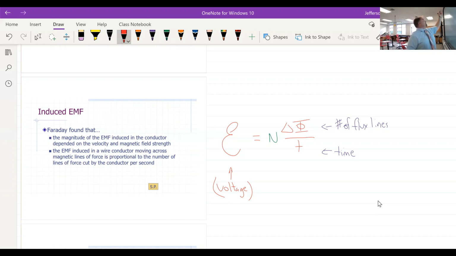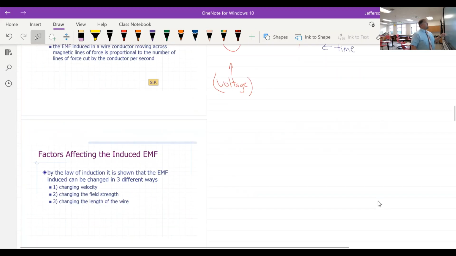Now, there is a negative out in front. And I'm going to put a little black negative here, okay? That negative refers us back to something called Lenz's law that we will discuss tomorrow. And the fact that when you create this voltage, the voltage created directly opposes the change that created it. And we're going to go through that in great detail tomorrow. I've got some other demonstrations and stuff that we'll do.